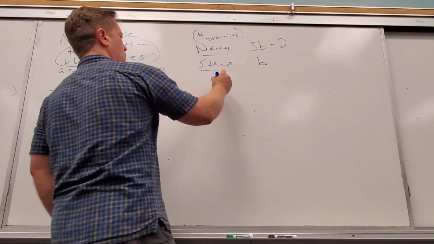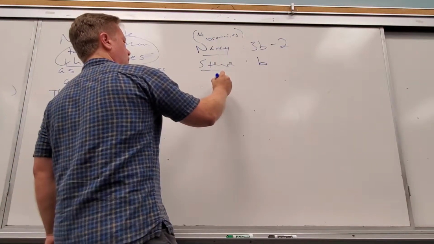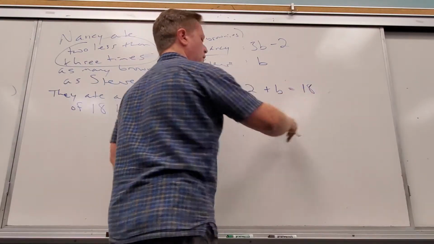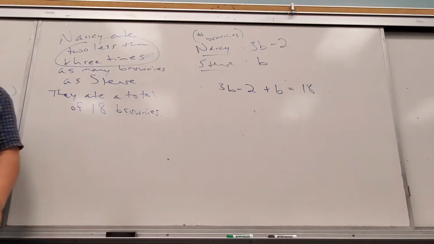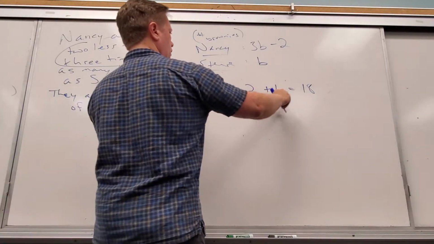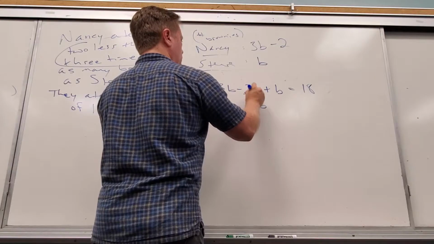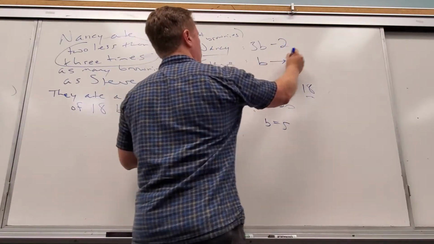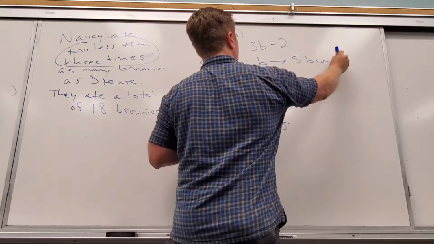So what should this be? It should be 3b minus 2 plus b. Good. And now that should be the easy step, right? Yeah, good. 3b and b is 4b. Add the 2, you get 20. Divide by the 4, you get 5. So Steve ate 5 brownies.